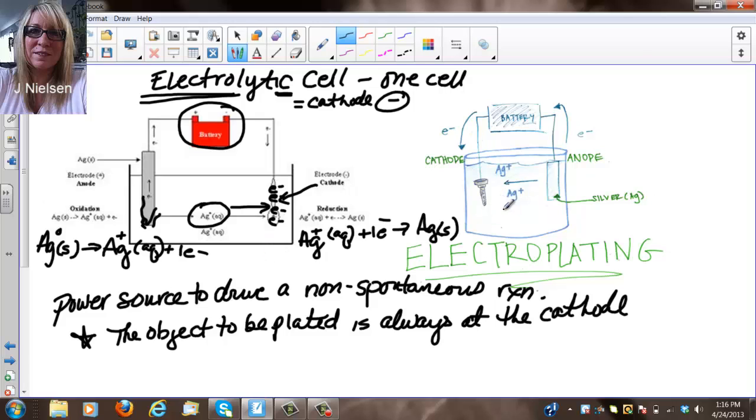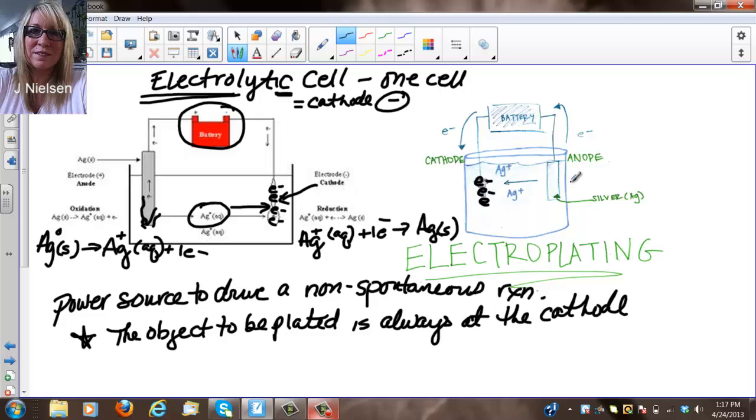Here's another example of just somebody's drawing. Here the object to be plated is a screw, and it's at the cathode, and we're going to silver plate it. So this is opposite. So here the screw is at the cathode, it's being plated, silver's at the anode, electricity's turned on, all these electrons line up on the screw.